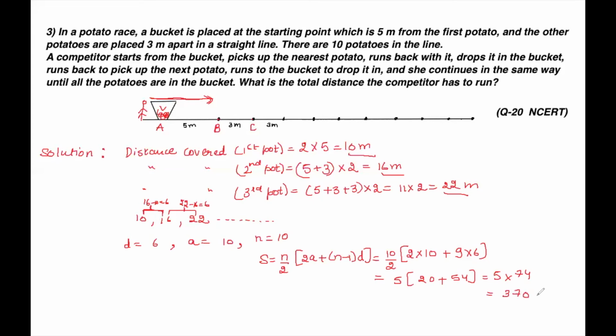370 meters. So 370 meter distance will be covered by the competitor in order to pick all the potatoes. She will come and pick up the potato and go back to the bucket, and she will again come and pick up another potato. So I hope this question is clear to you.